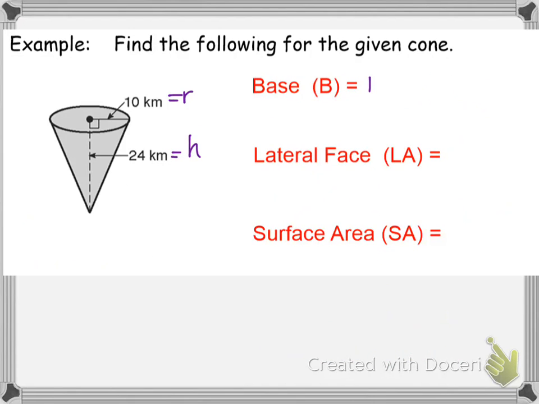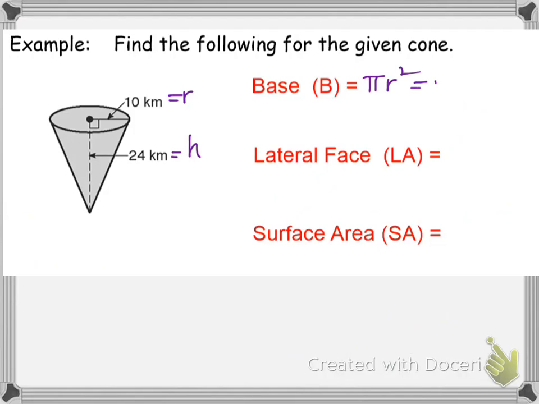So again, with every picture that you have, label what information that you're given. So for this cone, the 10 kilometers is your radius, and the 24 kilometers is your height. Notice how it's the height inside the cone, so that's your h value, from the vertex perpendicular to your base.